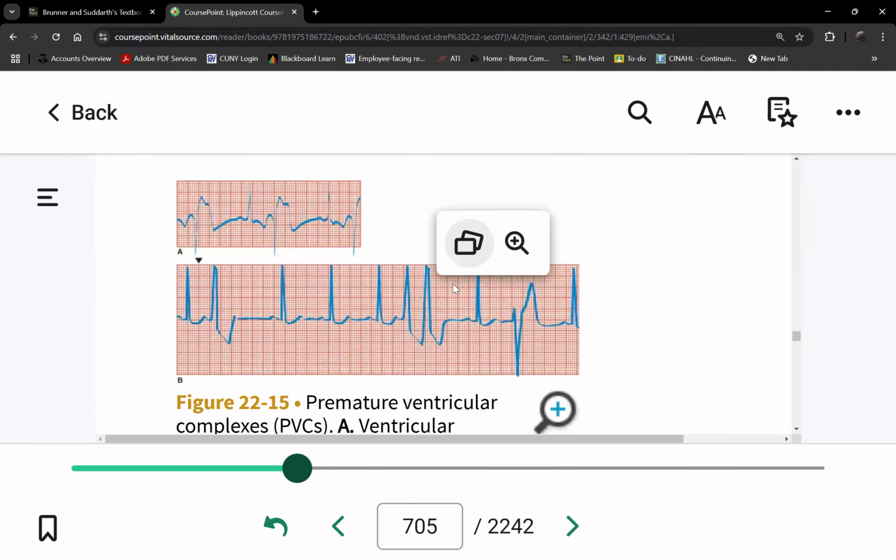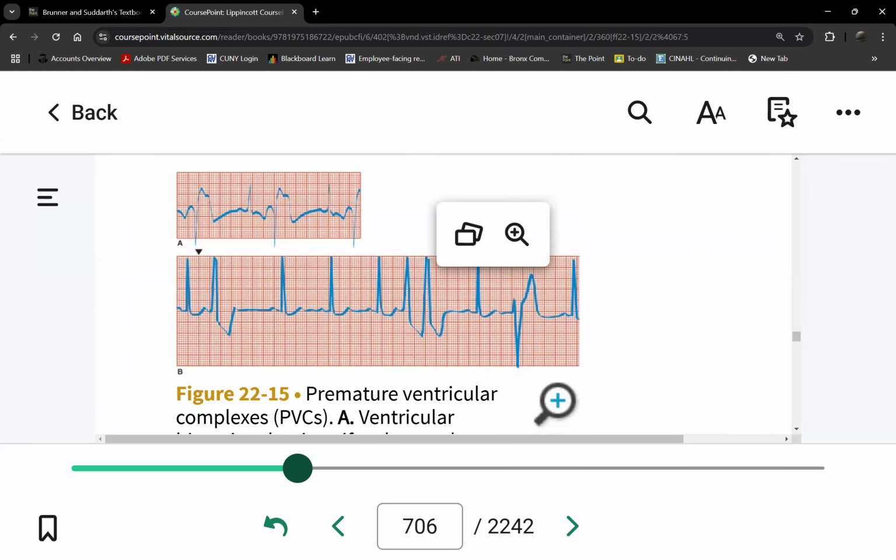There are different patterns of a PVC, meaning they can occur in any one of these different patterns. They can be the same PVC, meaning they look the same. In that case, we call it unifocal. If they look different, say this one, this one, this one, and this one are PVCs. How do you recognize a PVC again?